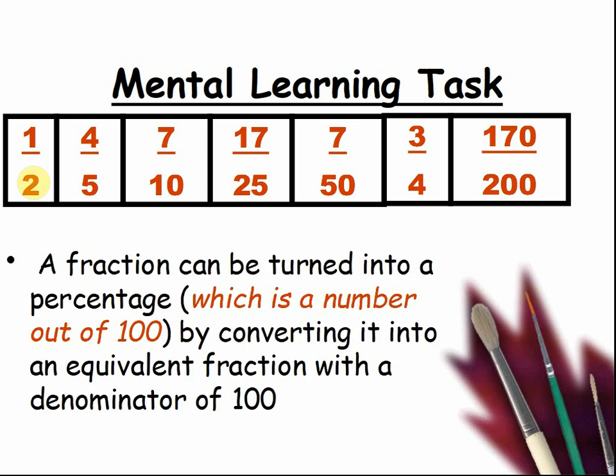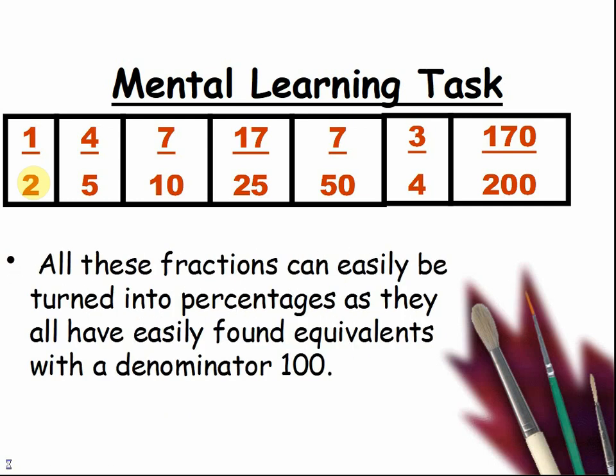A fraction can be turned into a percentage, which is a number out of 100, by converting it into an equivalent fraction with a denominator of 100. So let's do that now. All these fractions can easily be turned into percentages, as they have all easily found equivalents with a denominator of 100.